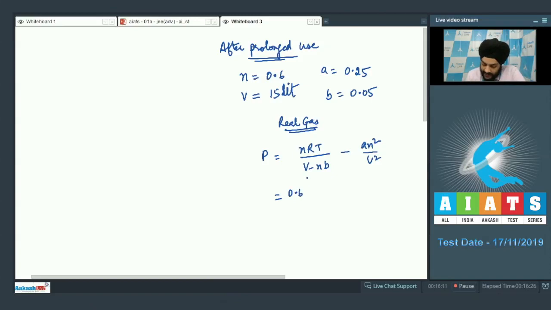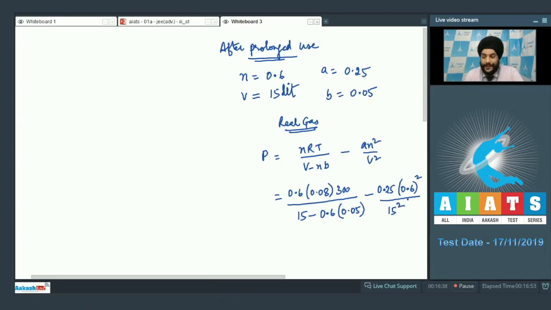So n is 0.6, the value of R is 0.08, the value of temperature is 300 Kelvin, and V was 15, the value of number of moles was equal to 0.6 and the value of B is 0.05. Okay. So we can also put the value of A n square by V square. A was 0.25, the value of n was 0.6, so we have to square this value and the volume was equal to 15 square. Students, if we simplify this value, we get a value of pressure equal to 0.96 atmospheres.